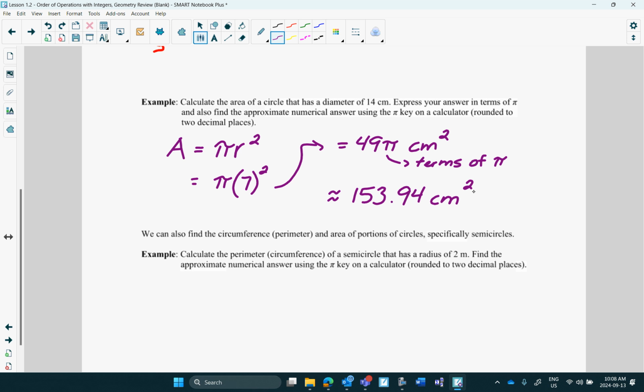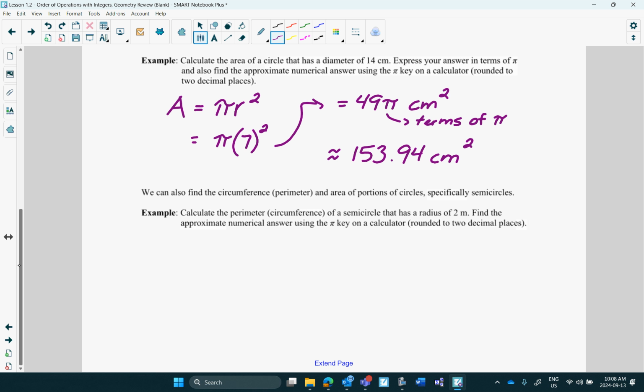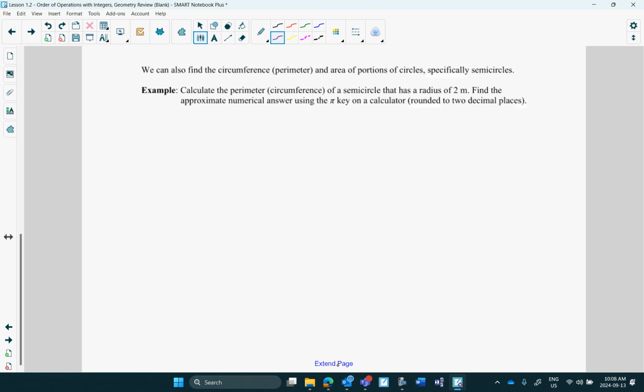Okay, so that's circle, circumference, and area. We could also do parts, specifically a semicircle. We're asked to find the circumference or perimeter of a semicircle that has a radius of 2 meters. Well, remember, a semicircle is going to look something like this, and the radius, the distance from here to here, is going to be 2 meters.